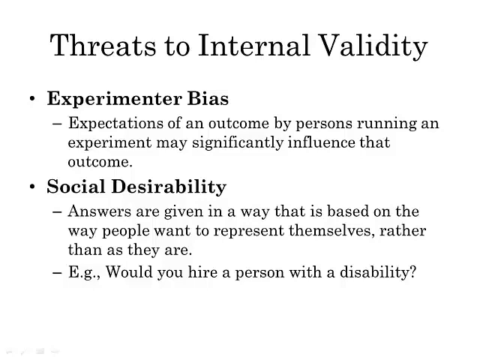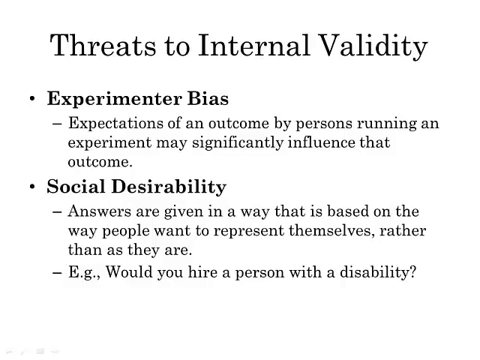And then the last one, social desirability. And this is the issue of people generally wanting to represent themselves well. They want to look good, and they don't want to look bad. So participants who have an opportunity to make themselves look good will usually do that, and that might affect your results. So answers are given in a way that is based on the way people want to represent themselves rather than as they really are. So for example, this is particularly an issue in attitude research, and so a question like, would you hire a person with a disability?